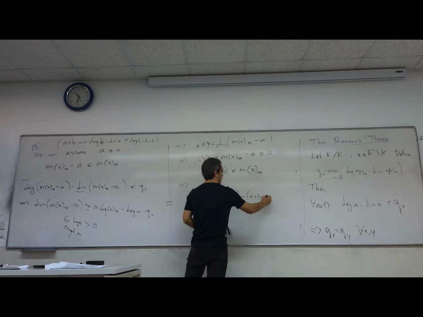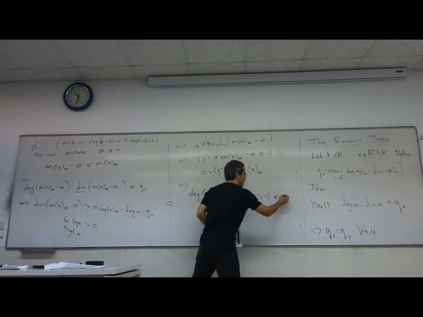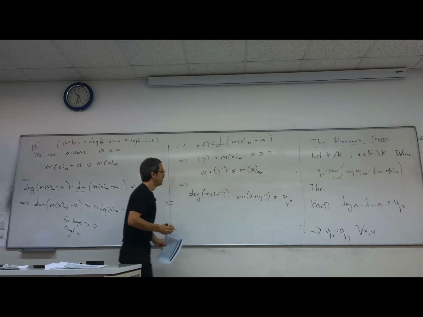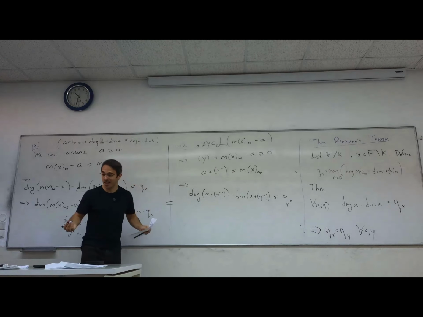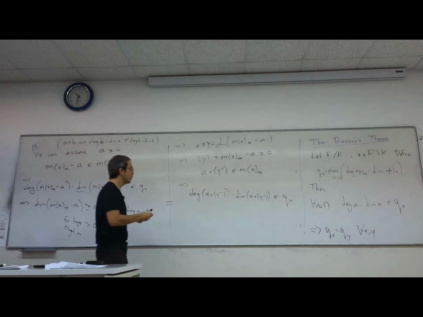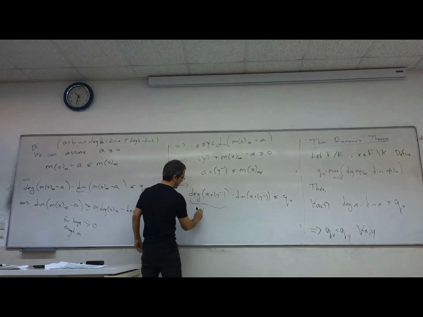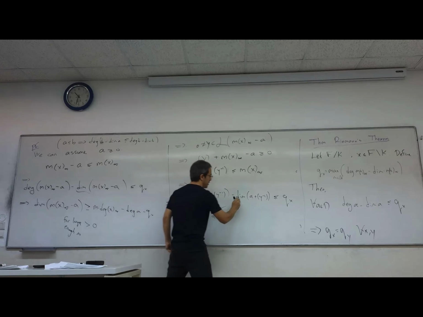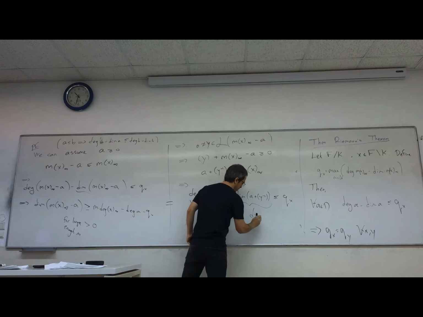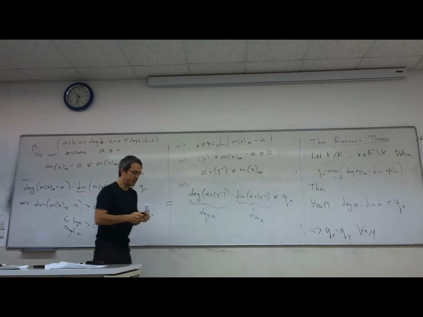is bounded by what? Qx, exactly. But I claim that we are done. I'm claiming that we already know that this is deg A and that this is dim A. Right? You just have to remember that.